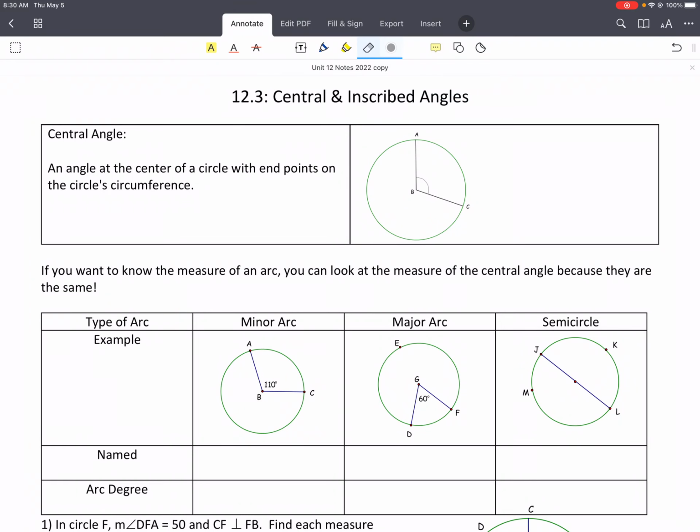Alright guys, so for today's lesson we're going to look at central and inscribed angles. I'm probably going to split this lesson up into two videos for you guys to watch. Starting off first with central angles.